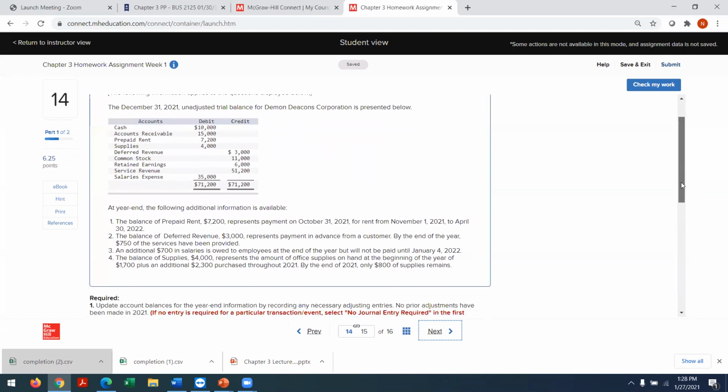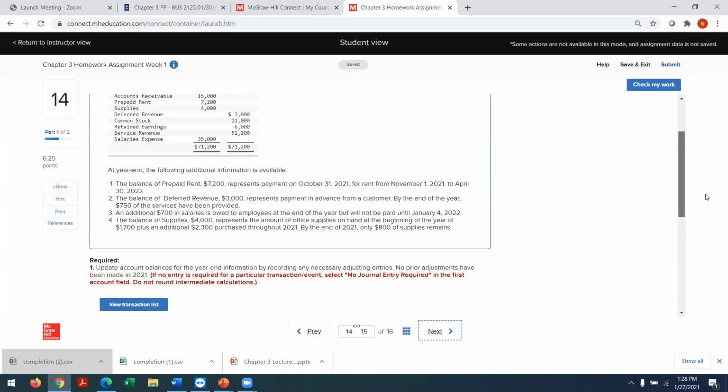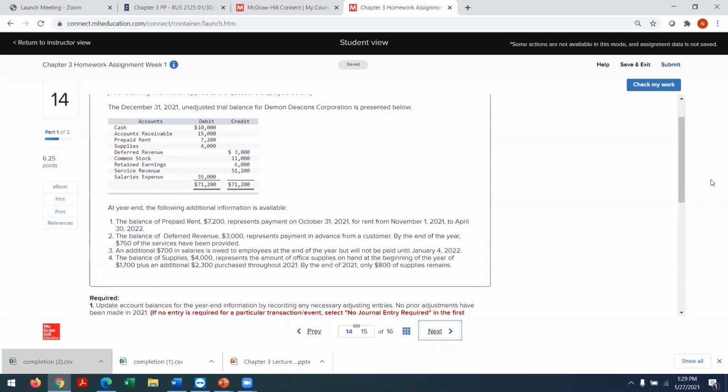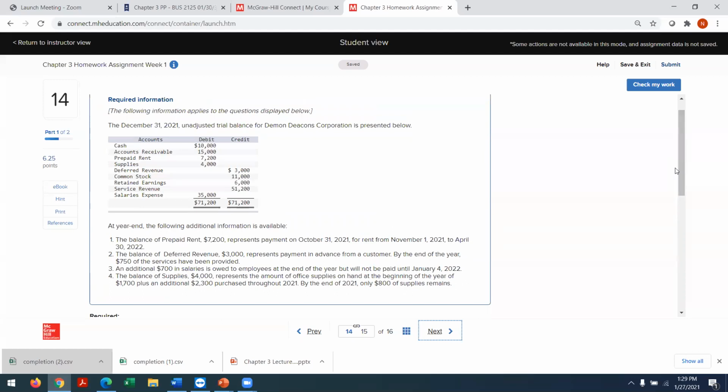Now, this one is just like what we've done, except you have to pay attention here. This shows the unadjusted trial balance as of December 31st. Then it tells us here's some additional information. The prepaid rent balance is $7,200, which we see is right. It represents payment on October 31st for rent from November 1st to April 30th of 2022.